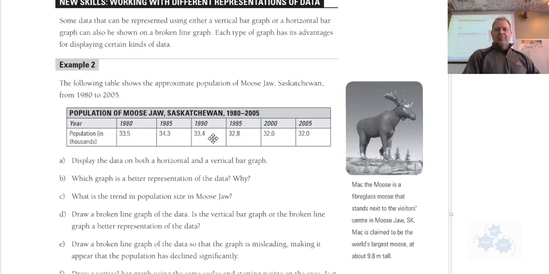Anyways, so what do we got here? The following table shows approximate populations of Moose Jaw. I was actually born in Moose Jaw, too. Yeah, fun fact. From 1980 to 2005. Okay, populations. So this is in thousands. So in 1980, 33,500. In 2005, what does that say?